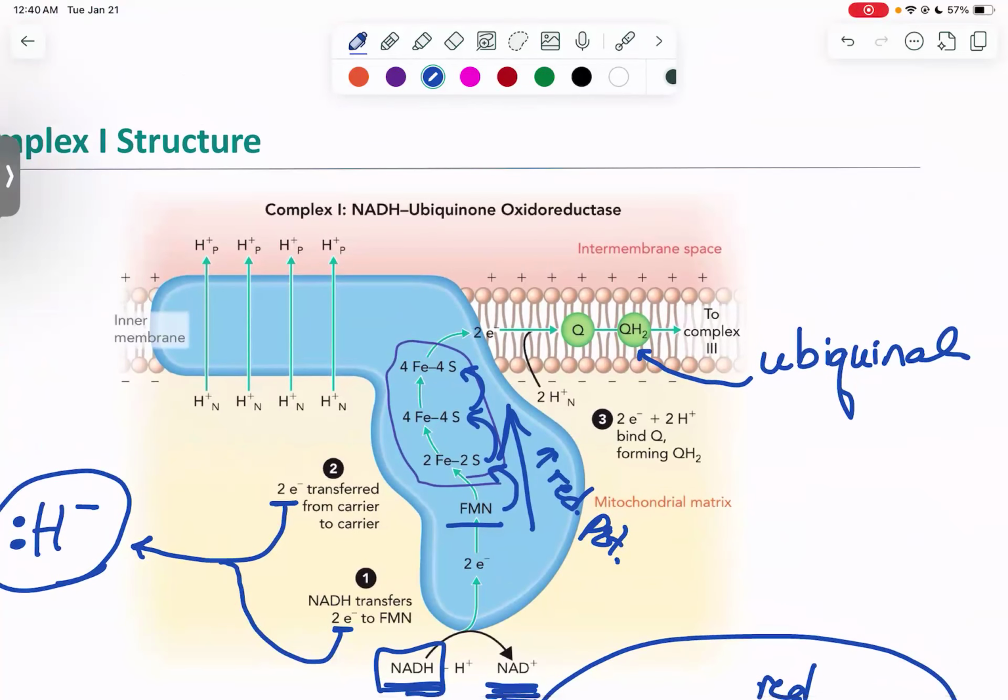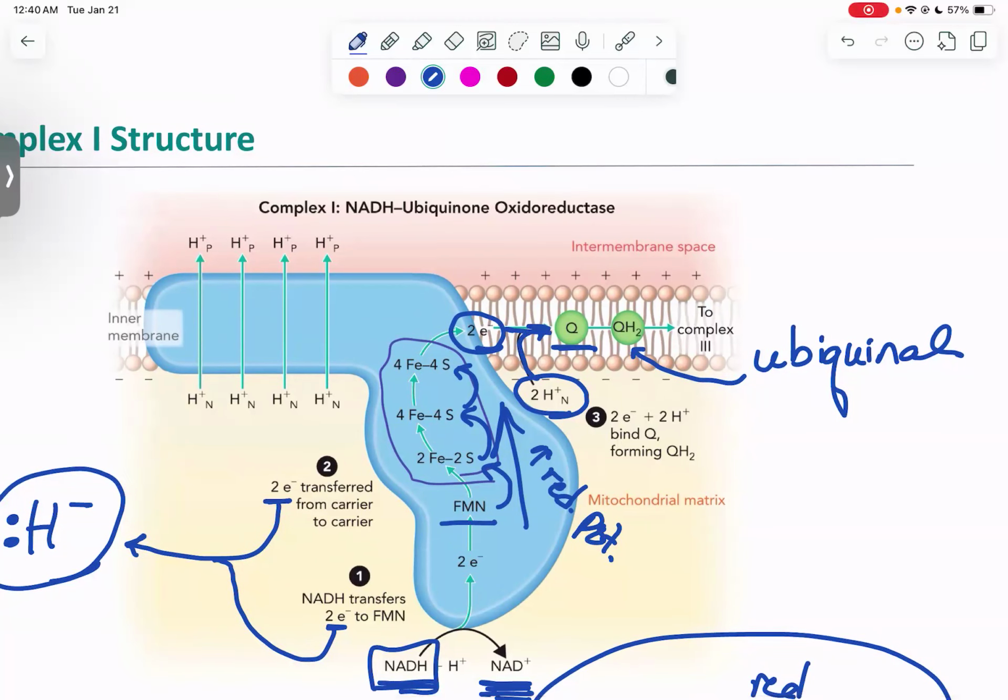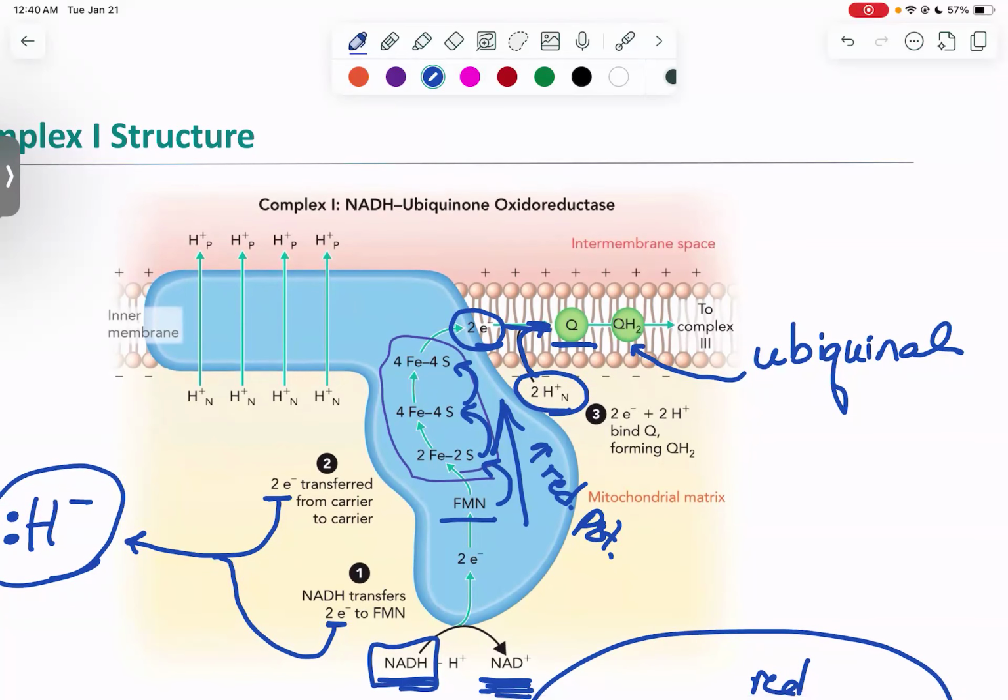Okay, so we've bounced around our 2 electrons through our iron sulfur centers all the way until we get to Q. Q is going to accept the 2 electrons, and here's the tricky part, it's going to accept 2 protons from the matrix. So we need both the 2 protons from the matrix and the 2 electrons from complex 1. So that is going to convert Q, ubiquinone, so this is O-N-E, I believe, ubiquinone, into ubiquinol. So ubiquinol has both the electrons and the protons.